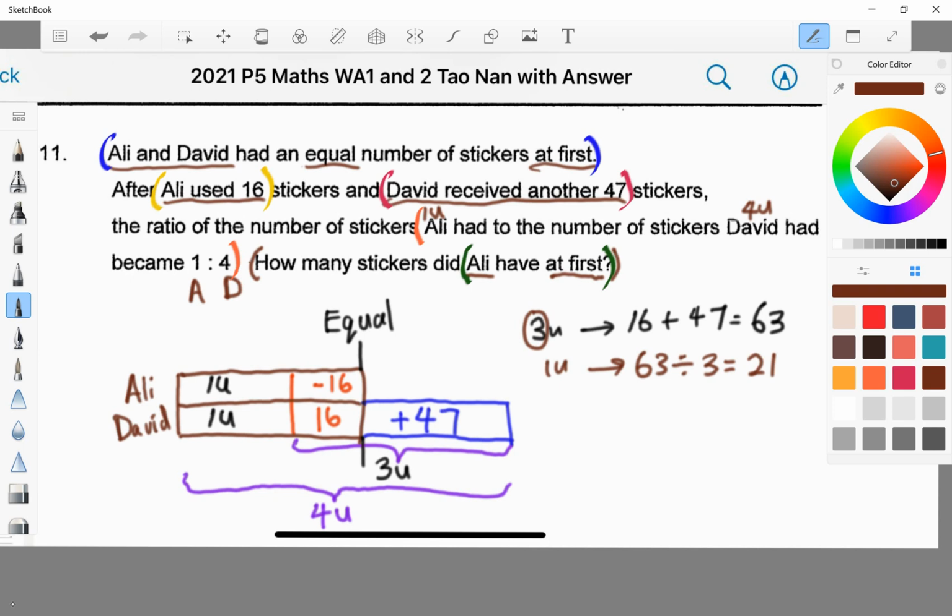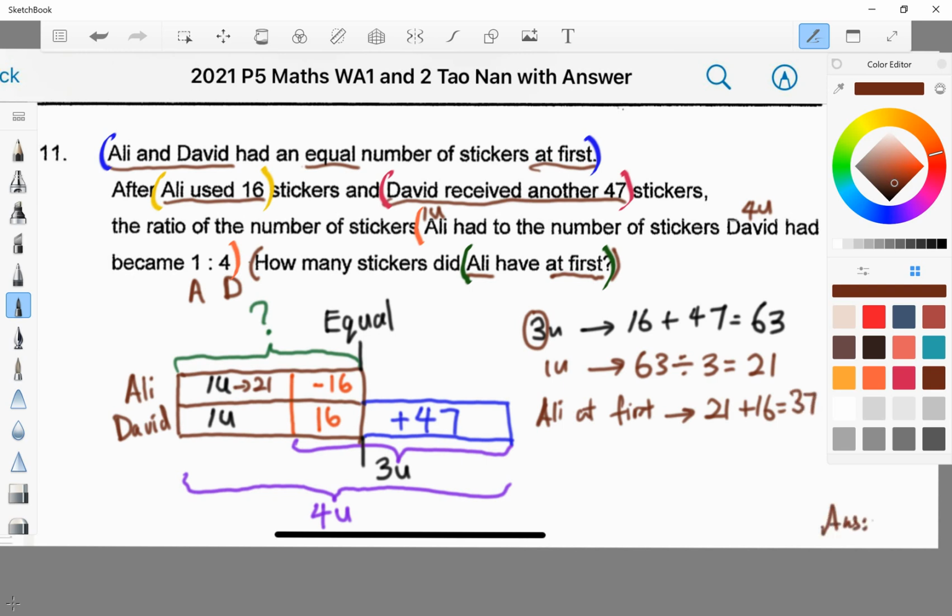So Ali at first is none other than 1 unit plus 16. So in my model, you can see there's a question mark, and I'll also indicate that 1 unit is actually 21. So Ali at first, we are almost done with the answer. Ali at first, it will be 21 plus 16, and that will get us to the final answer of 37.